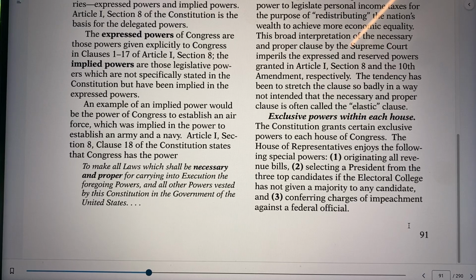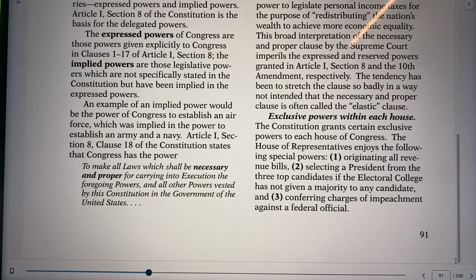Number one, all money bills or revenue bills are presented there. And they can actually pick a president if there's not a majority in the Electoral College. The House can pick who's going to be president, if it comes to that point. And number three, they can impeach a president or a federal official. Impeach means that they confer charges against them. So those are for the House of Representatives.